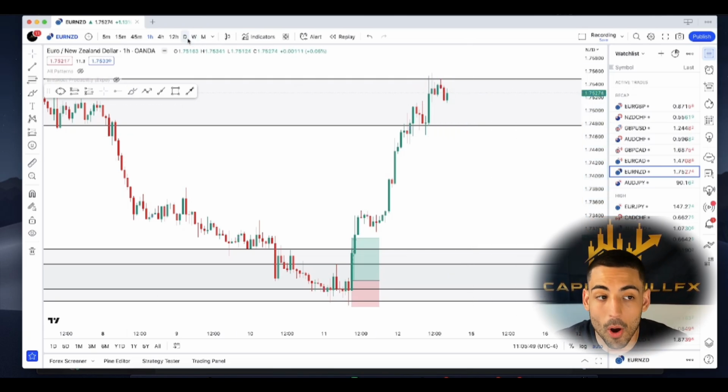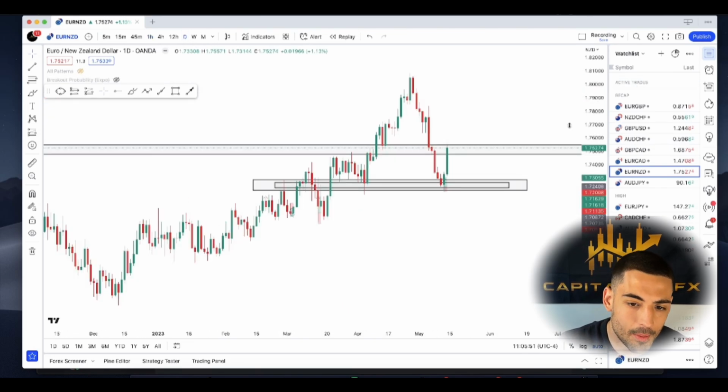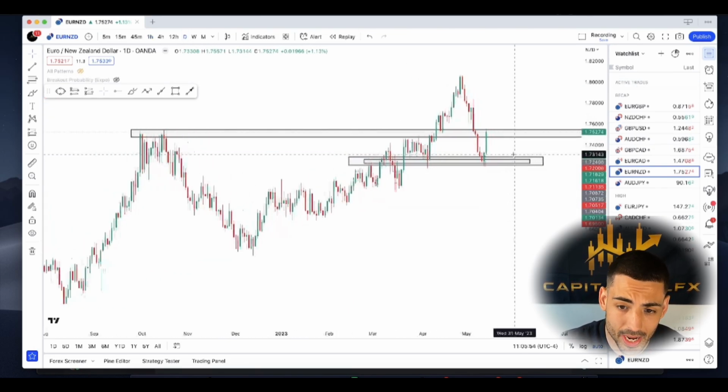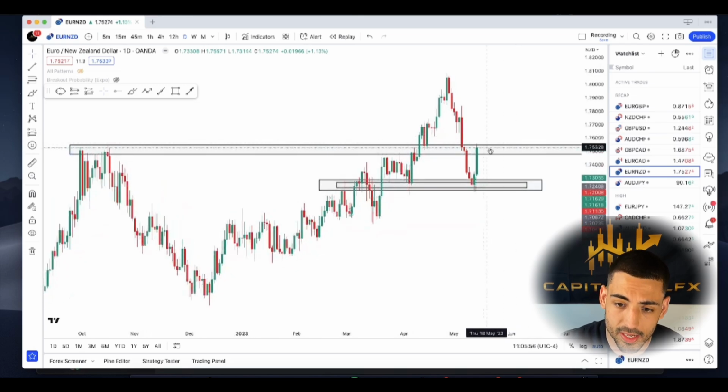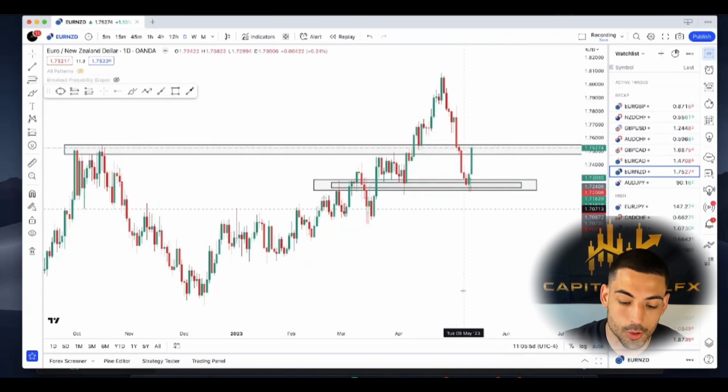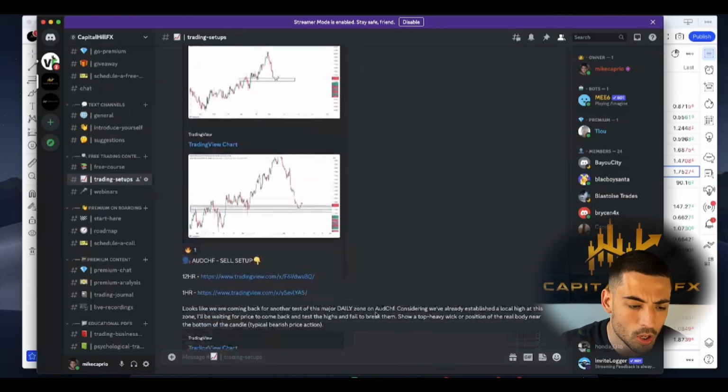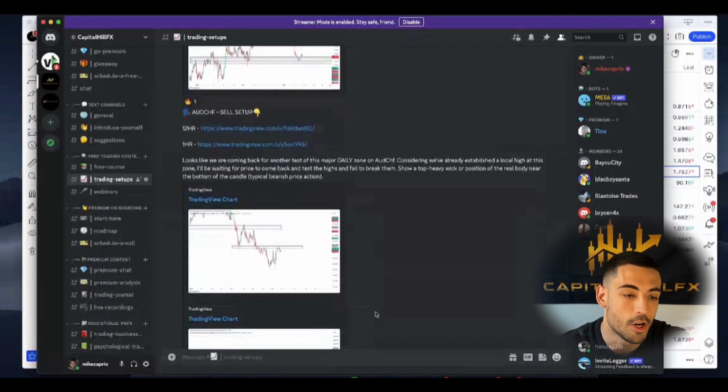And what did we do? We bought at support. That's it. This next resistance level looks pretty intriguing. I may be looking to sell around the significant resistance level if we form some bearish price action. So, super simple trading setup that I provided on Euro-NZD.